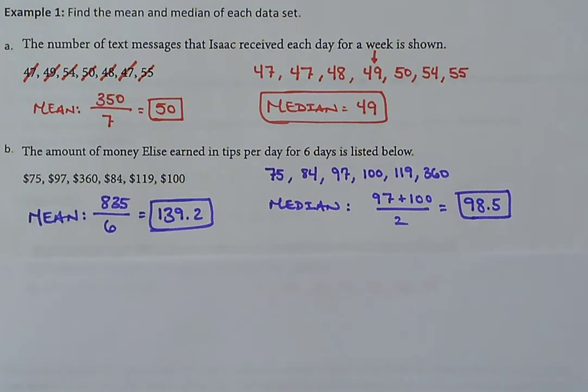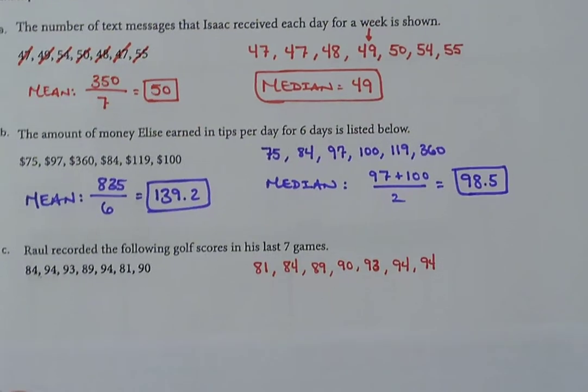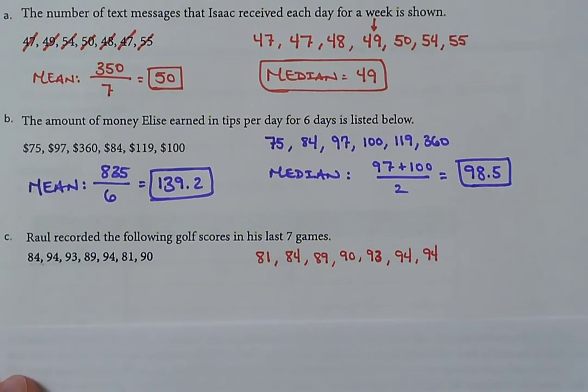And that is how we're going to do example 1. Now, example C is going to be much of the same thing. I just want to run through it real quick, just to give us one more problem of practice. So we have Raul recorded the following golf scores in his last 7 games.